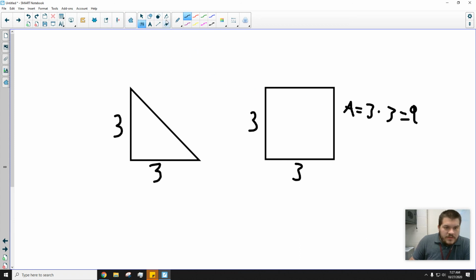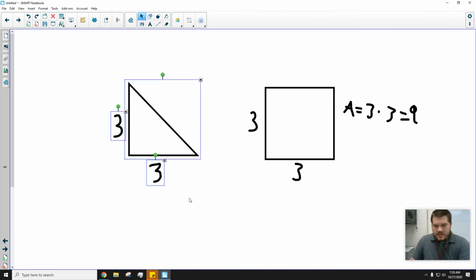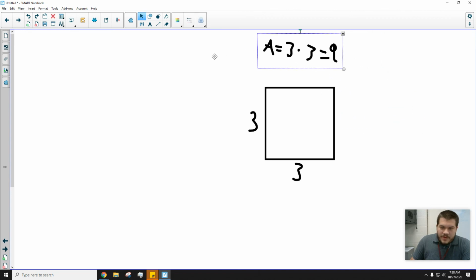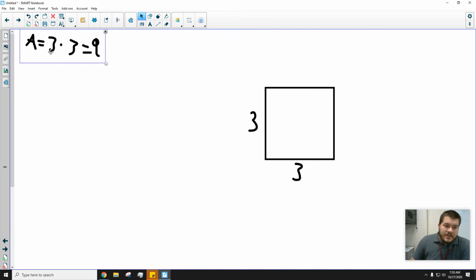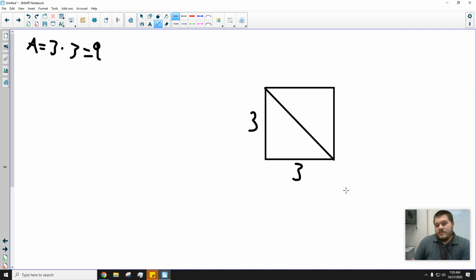Well, let's just say that I were to cut this. Get rid of this for now. Okay, so we know that with this formula right here, with this equation formula, whatever we want to call it, this shows us that the area of this square is equal to 9, right? Okay, so let's say that I decide that I want to cut this in half.